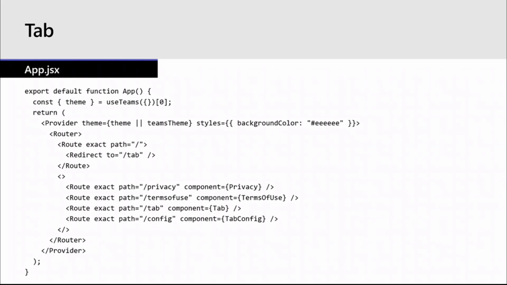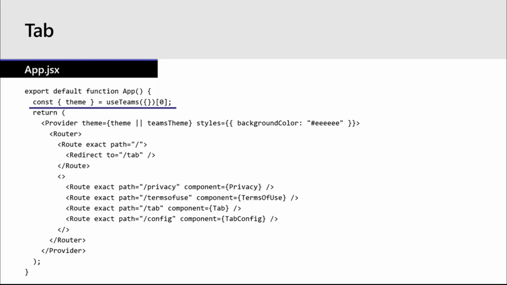So let's quickly take a look through the code which is created for you when you create a new project using Teams Toolkit in Visual Studio Code. So here is our main app file. This is like the top level component in our app.